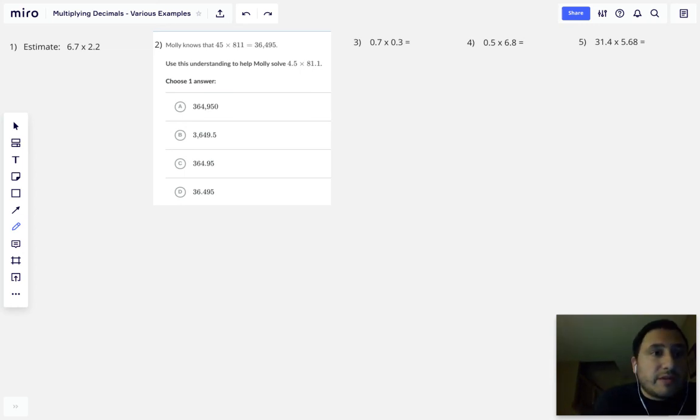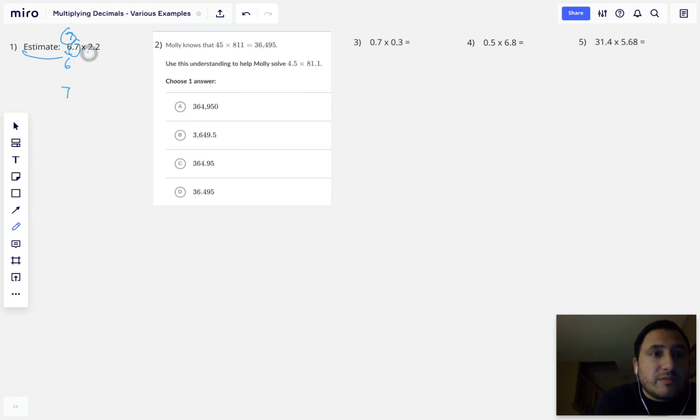All right, first question says to estimate 6.7 times 2.2. When we estimate, we're going to round these numbers to their nearest whole. So 6.7, we'd underline our 6. We'd circle our 7. The 7, is it 5 or more or 4 or less? If it's 5 or more, we're going to raise this up to a 7. If it's 4 or less, we're going to let it rest down to a 6. So since that 7 is 5 or more, we're going to raise it up. This turns into 7. So this number is 7.